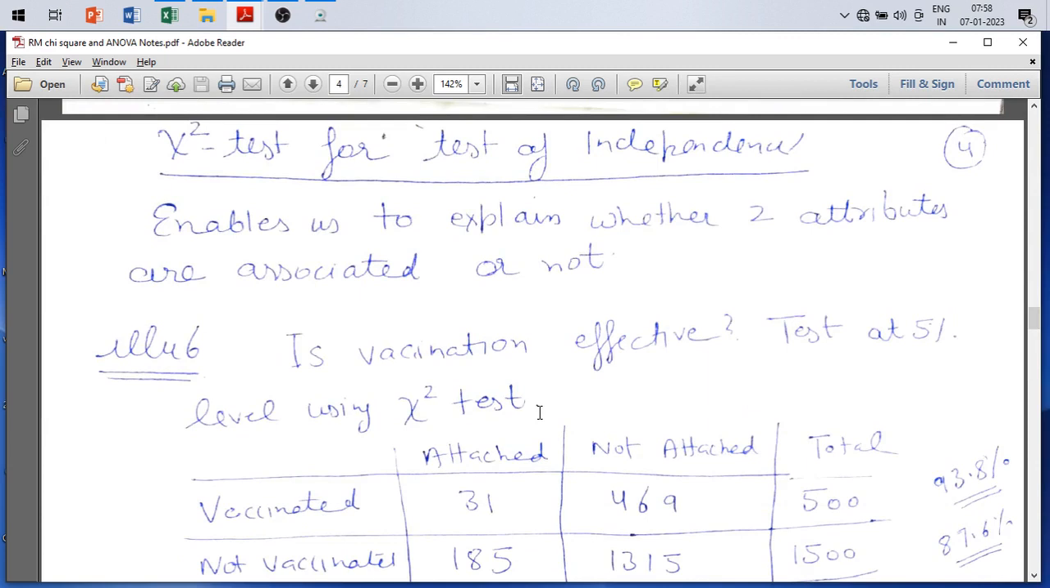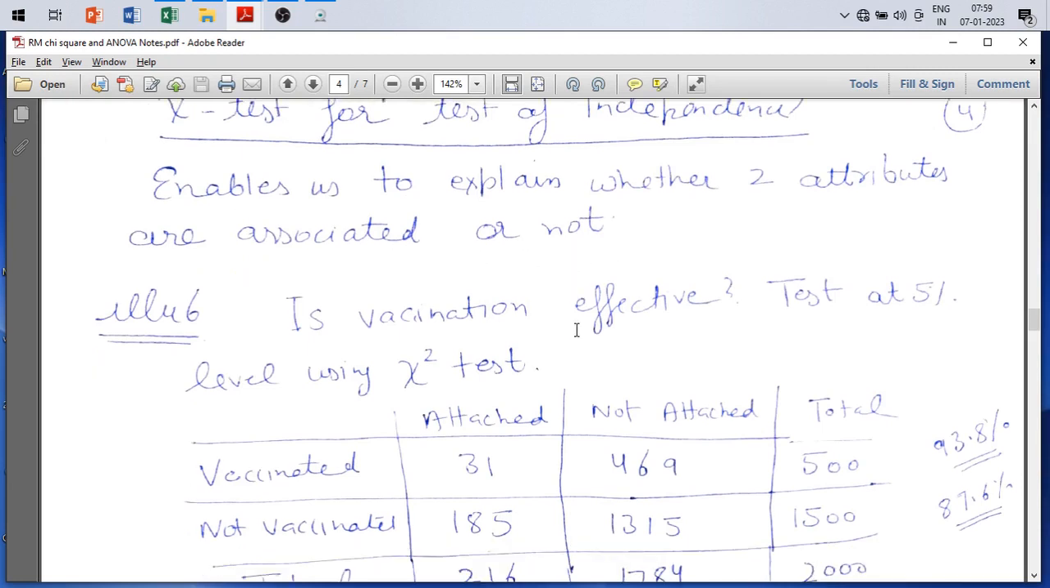Another situation where chi-square test is used is for test of independence. In test of independence, it basically enables us to explain whether two attributes are associated or not. We'll see what it means through one example, which is illustration 6 in the book.